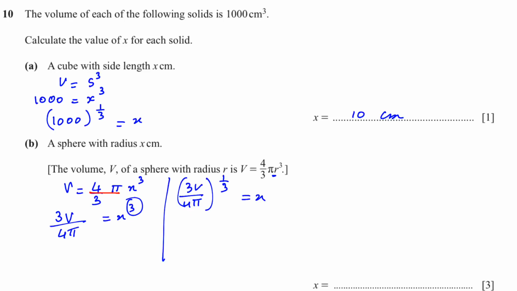Now we'll just replace the volume that we have got, which is 1000, and divide it by 4 pi. The whole answer we will cube root. And the value of x you will get is 6.2 centimeters.